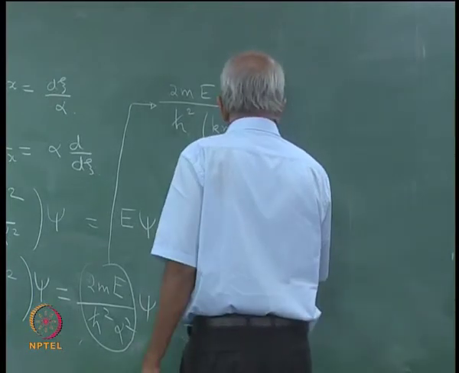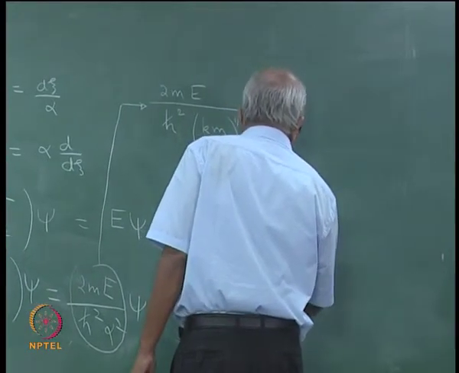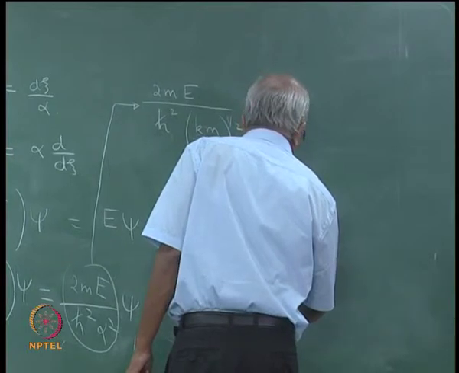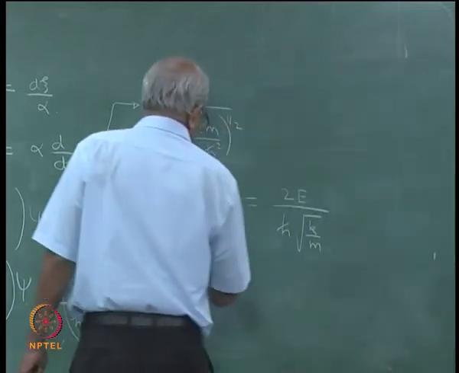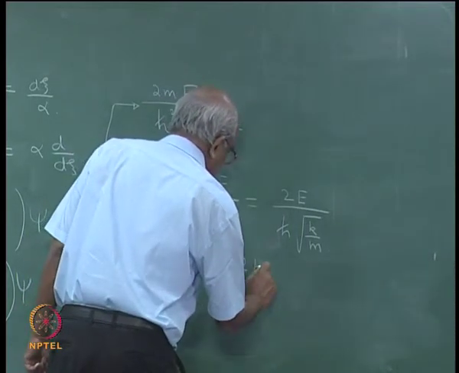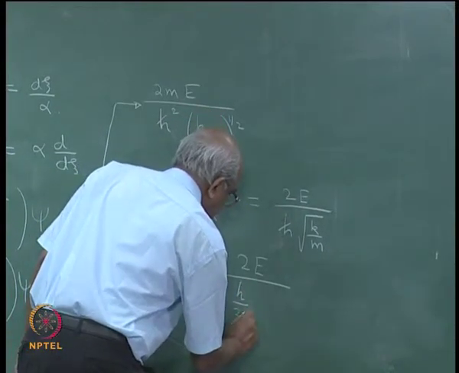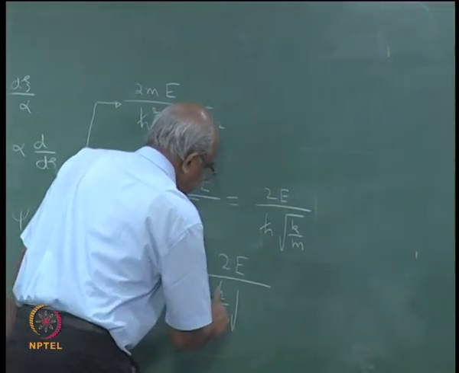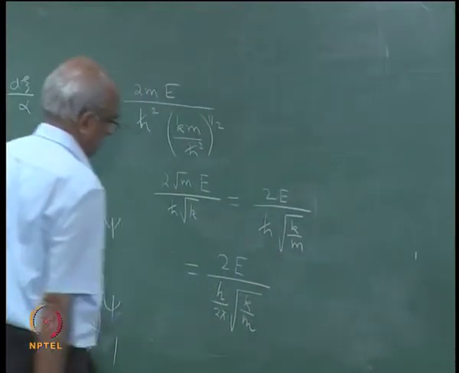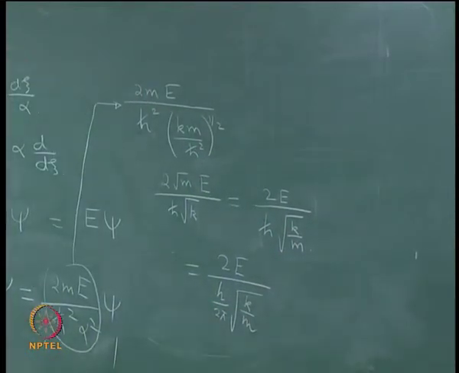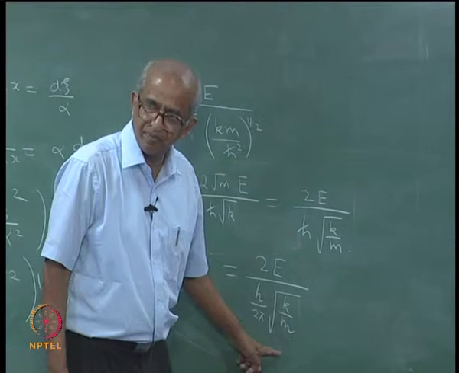And if you like, you can write this as 2E divided by h cross square root of k by m, and that you can write as 2E divided by h divided by 2 pi into square root of k by m, since h cross, after all, is just h divided by 2 pi. Right, and that again is nice because you have 1 by 2 pi into square root of k by m.